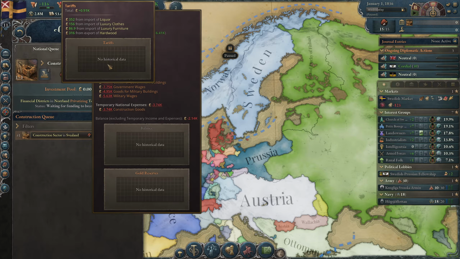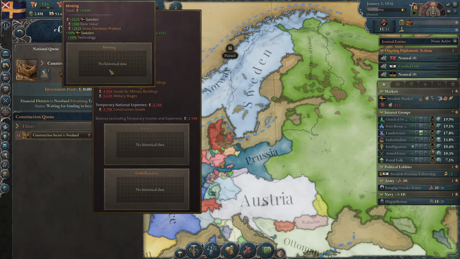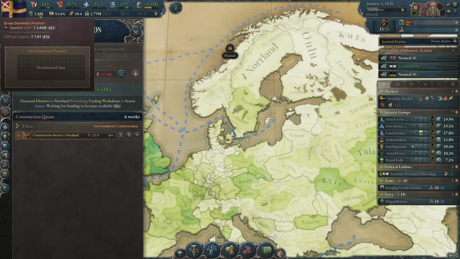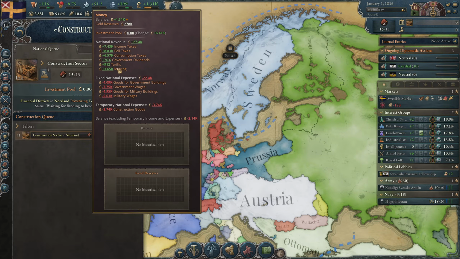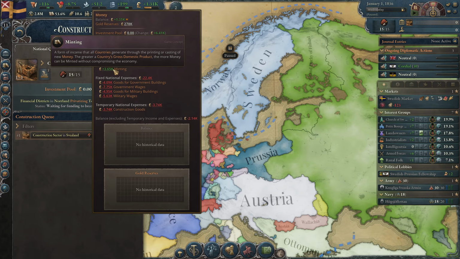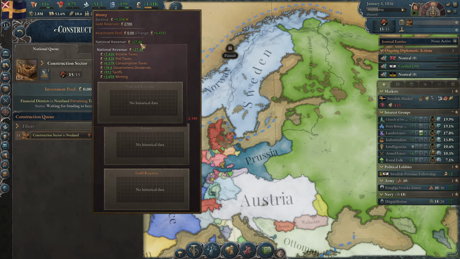Then there are tariffs. These are from our trades that we are running. And then we have minting. The minting is based on technology. You can go, I think, to plus 30 or plus 40%. And it's based on your GDP. So the more you make in your country, the more you can mint. It's money that comes out of nowhere. And when you have gold mines, it's also listed over here. Now that is our income.